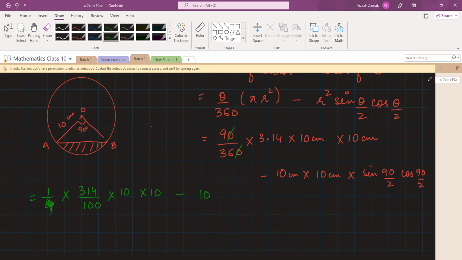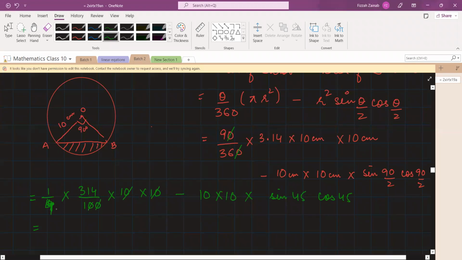Now this is again 10 into 10 into sine 45 into cos 45. Okay, so 100, all the zeros get cancelled out. And can you just divide it? So 4 into, is it divisible?